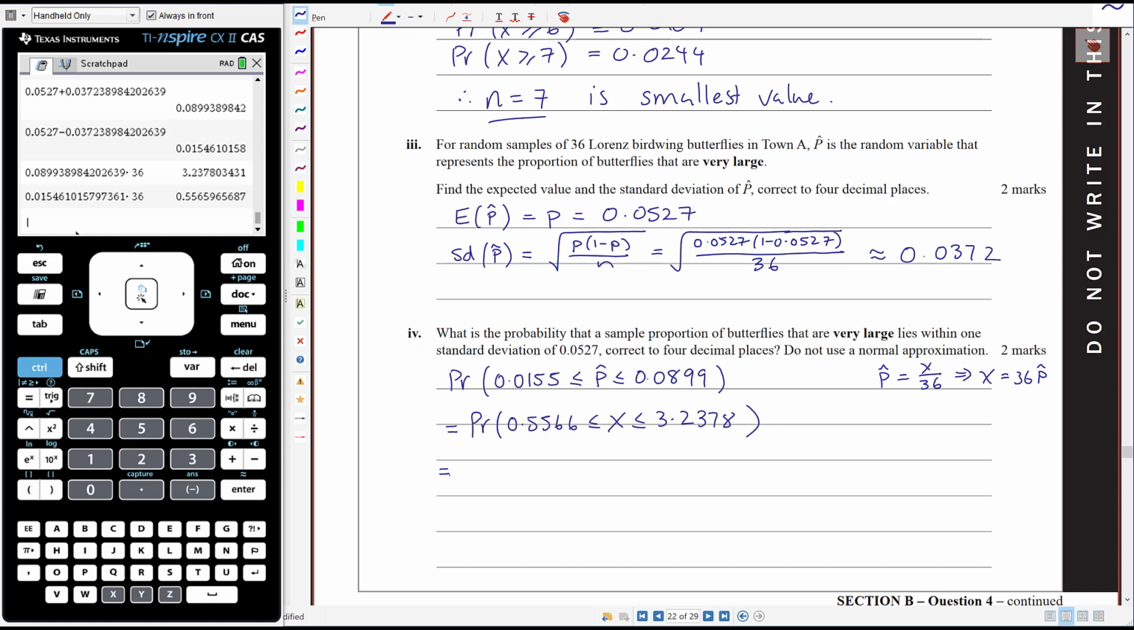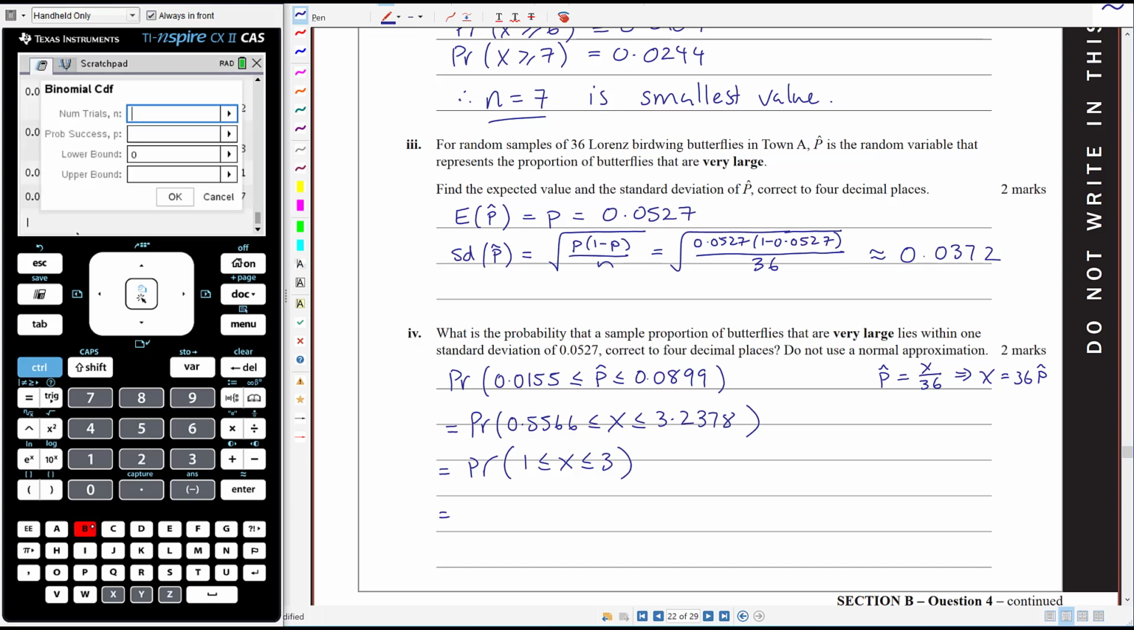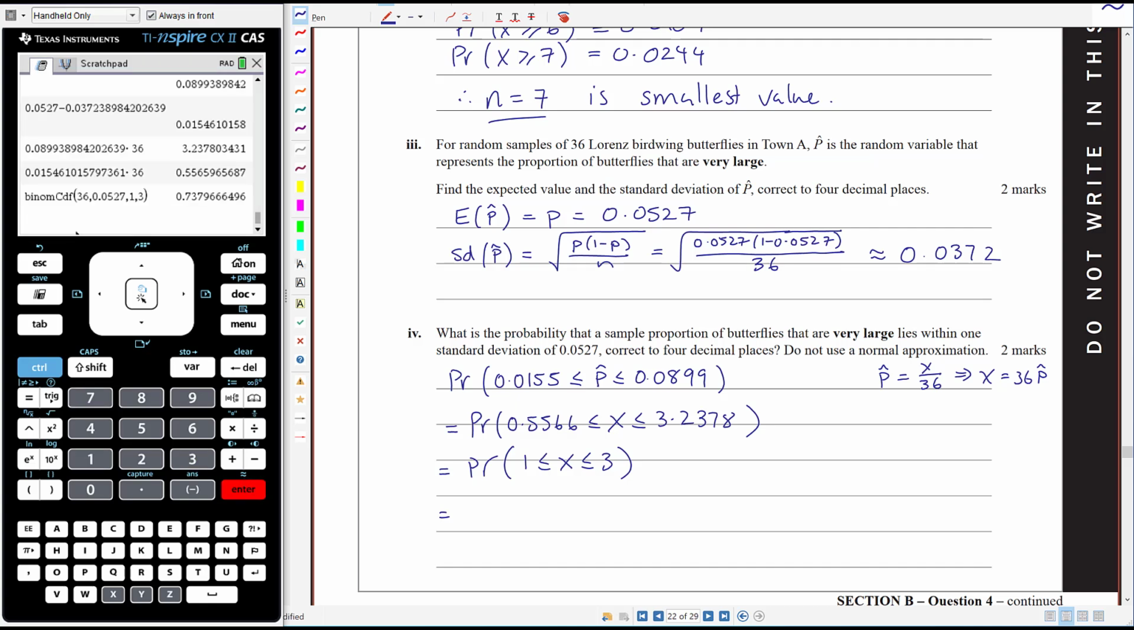Okay, now x is binomial and therefore it can only take integer values. It's the number of butterflies. So if the number of butterflies has to be somewhere between those two values, then it has to be between 1 and 3 inclusive. Okay, so then menu 5, 5B, number of trials is 36, probability of success is 0.0527, lower bound is 1, upper bound is 3. And so that probability, correct to 4 decimal places, is 0.7380.